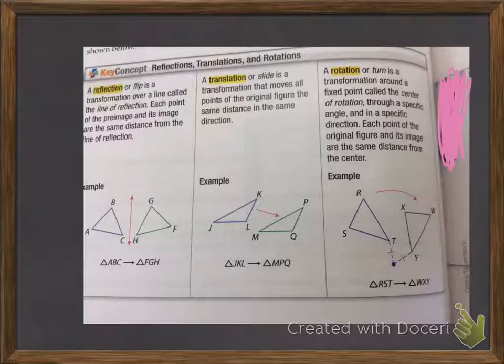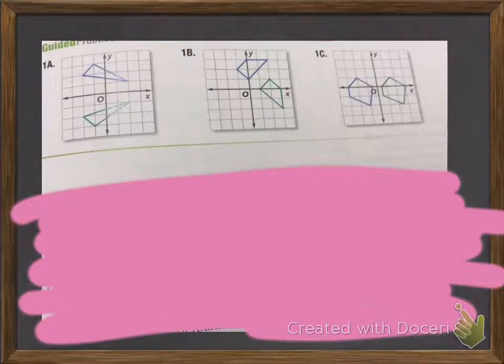So here is the examples of a reflection, which sometimes you can use the word flip, or a translation, which is a slide, or a rotation, which is a turn, usually around an axis or a center point, which they call the center of rotation. So we're going to look at these three images, 1A, 1B, and 1C, and determine what type of transformations they are. So the first one, usually if it's a reflection, it's going to either reflect over the x-axis or the y-axis. So it looks like for 1A that it's reflecting over the x-axis. So we would say that this is a reflection.